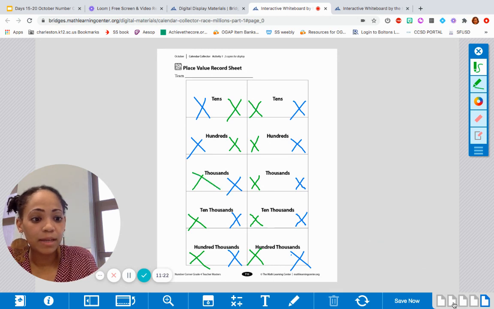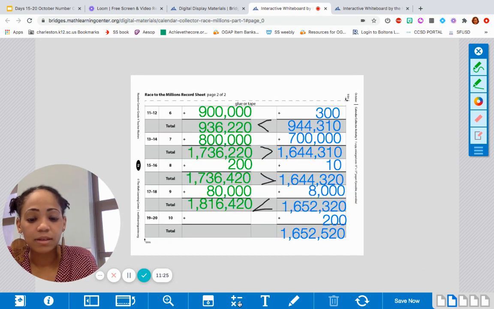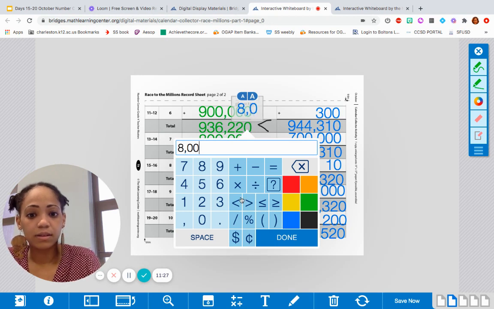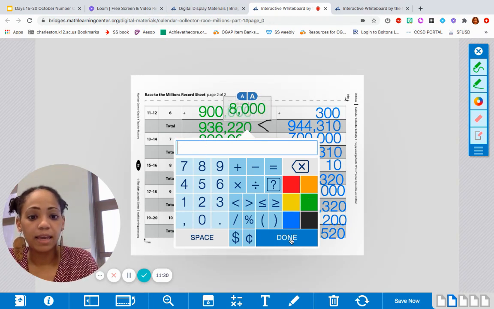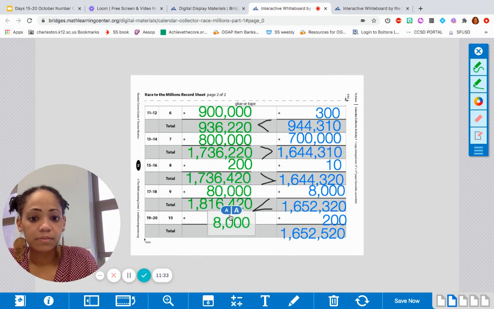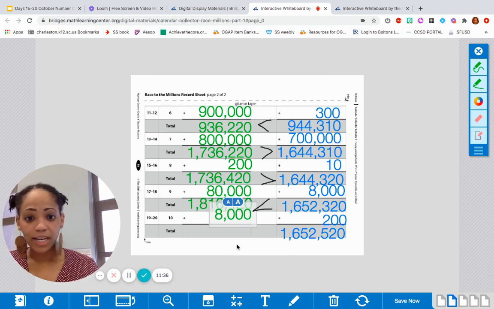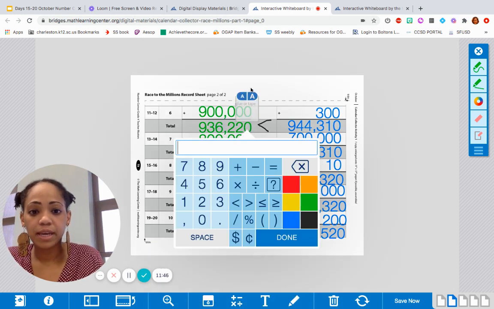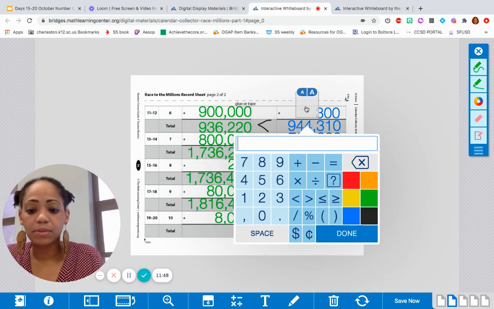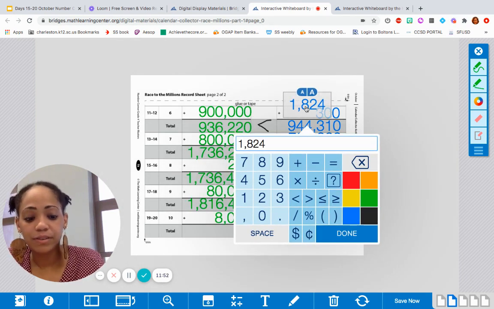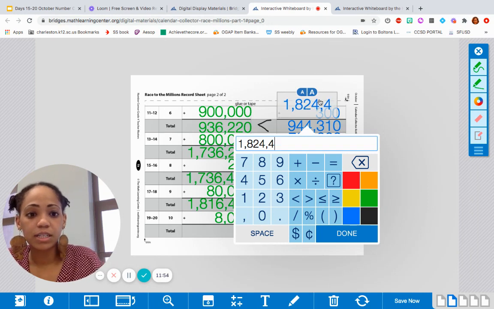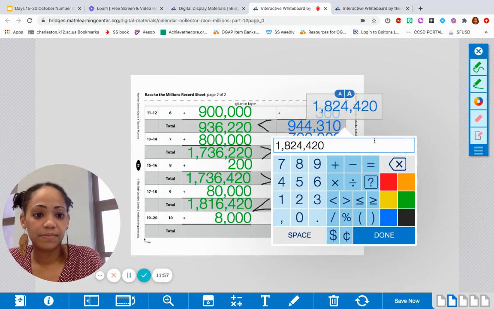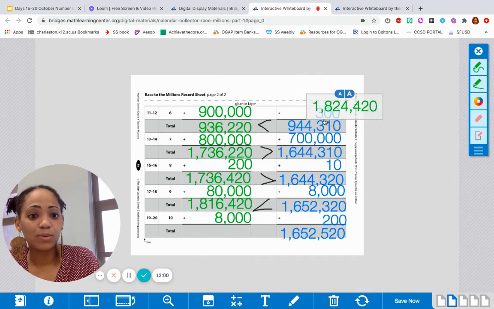And let's see what my total now is. Adding 8,000. All right. I know this is my turn, but I want you guys to figure out what my total is going to be since we're working on reading, writing large numbers. All right, did you get 1,824,420? All right, so which one's bigger?